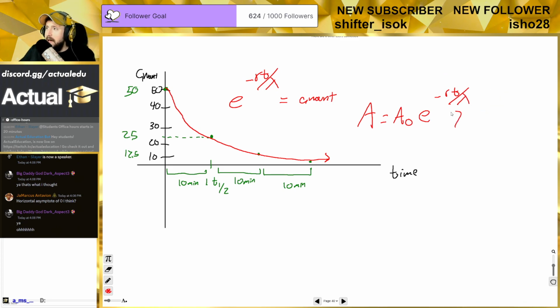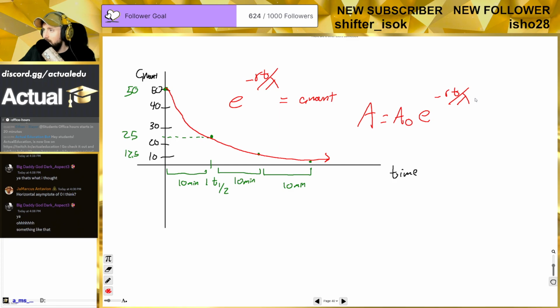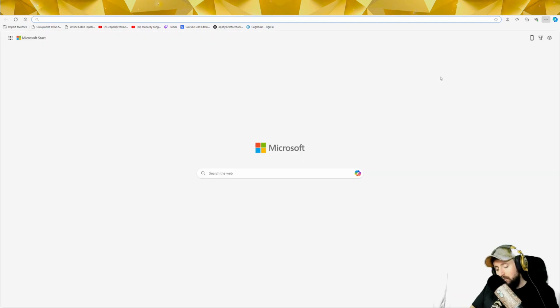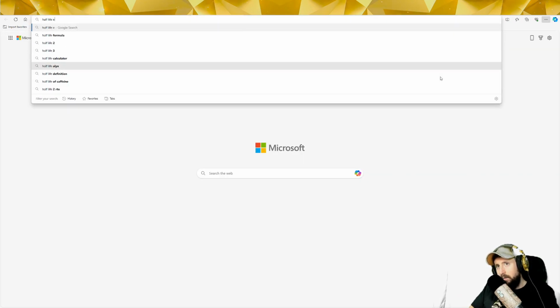In order to get this half-life term, I think this is T1 half. Actually, one sec. Let me just look it up. I don't remember them all the time. Half-life equation.